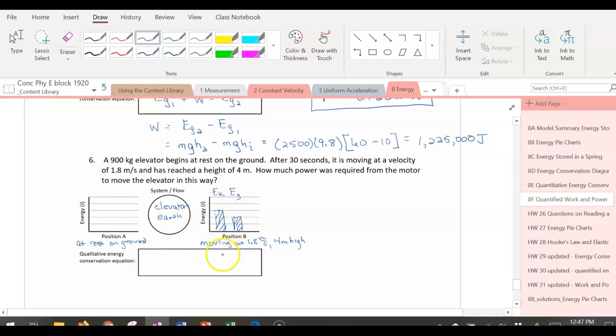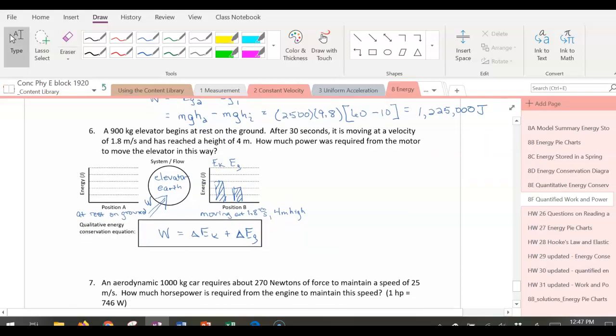That energy at position B had to come from somewhere. It wasn't in the system at the beginning. So there must have been a transfer of energy into the system by the work that the motor did on the elevator. That work equals the change in the kinetic energy plus the change in the gravitational energy. So let's take that energy conservation equation and figure out how much work was done.